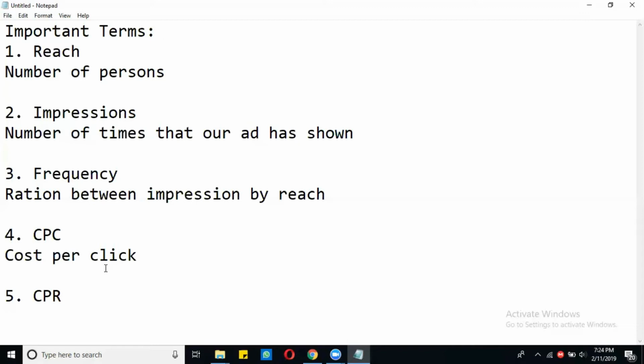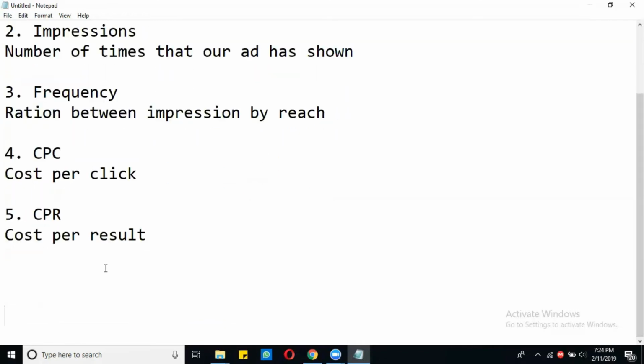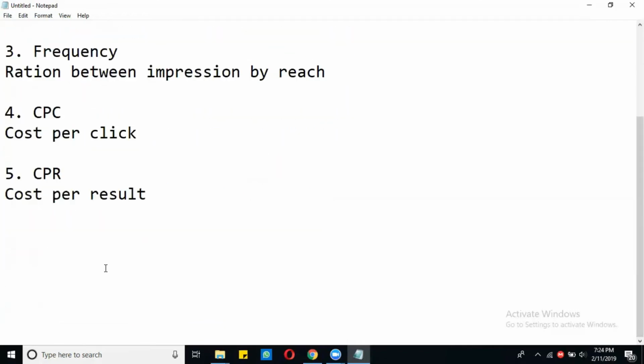Next is the CPR. CPR is the cost per result. Cost per result means, if we have optimized our ad for conversions, for example purchases, then under this column, cost per result will be the cost per purchase. If we have optimized our ad for initiate checkout, then cost per result will be the cost per checkout initiated. Similarly, if we have optimized our ad for lead generation, then under the cost per result box, you can see the cost per lead. So this is used for multiple things.